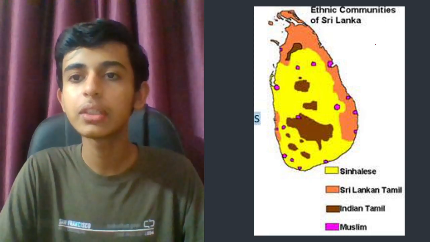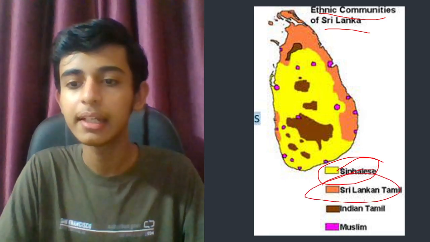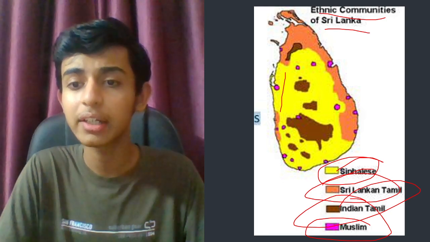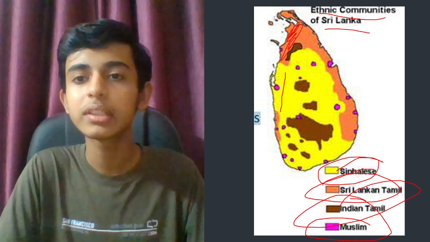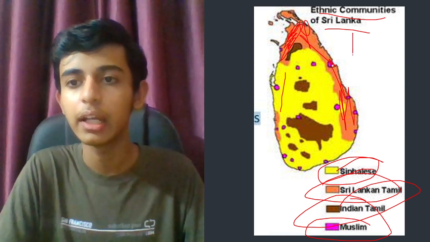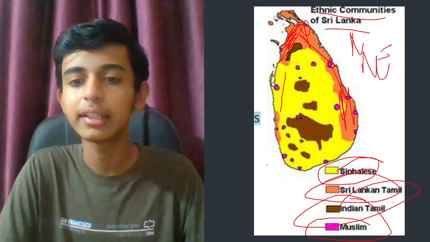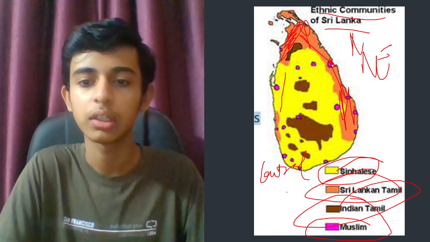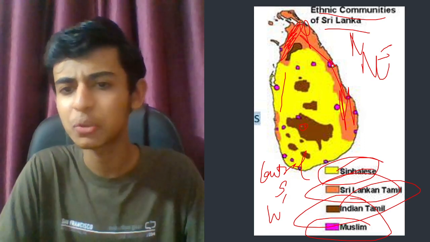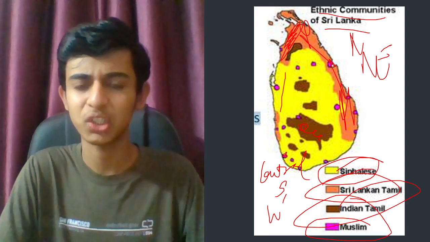Now just look at this map which is given in your NCERT. See, Sinhalese, Sri Lankan Tamil, Indian Tamil and Muslim. You are able to see Sinhalese are there all around the country, whereas Sri Lankan Tamils are mostly in the north and northeastern parts. They are accumulated here in the north and northeast, whereas the Sinhalese are generally in the central part and south parts, south and west. Here we have Indian Tamils also in between some portion, and Muslims are not present much.